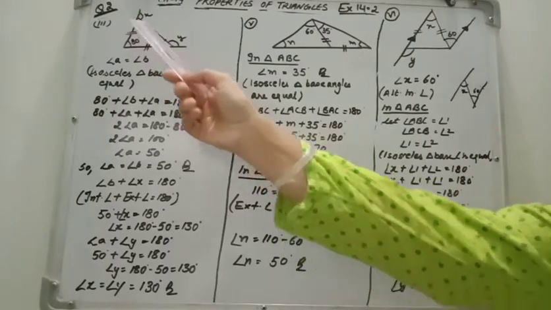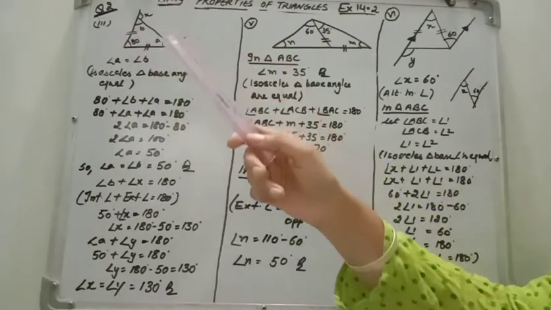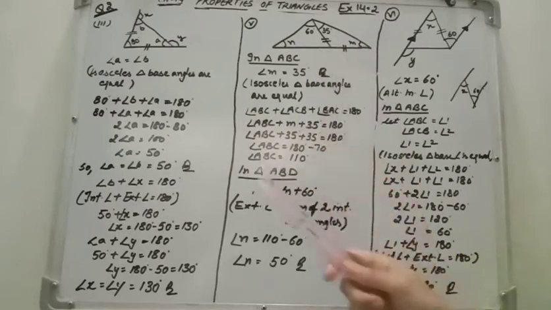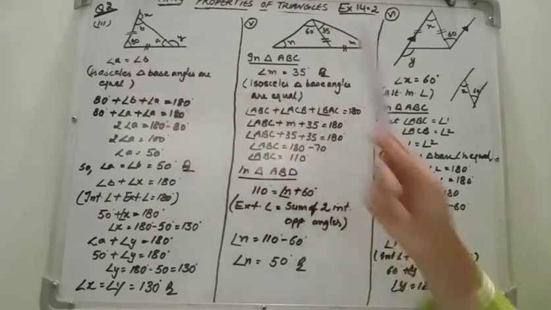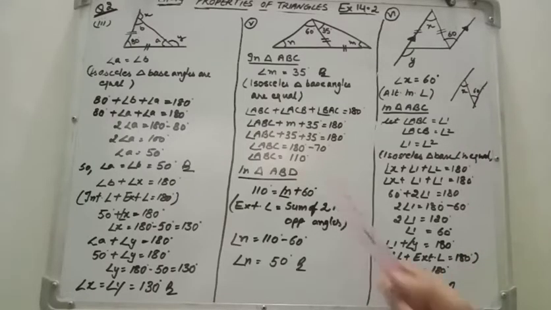So in this diagram, base angles are A and B. So angle A is equal to angle B. Both are equal. Why? Because this is an isosceles triangle and its two sides are equal. That's why their base angles are also equal.